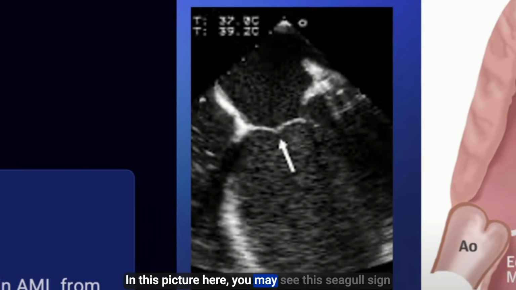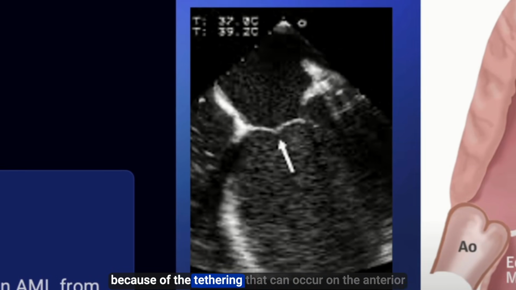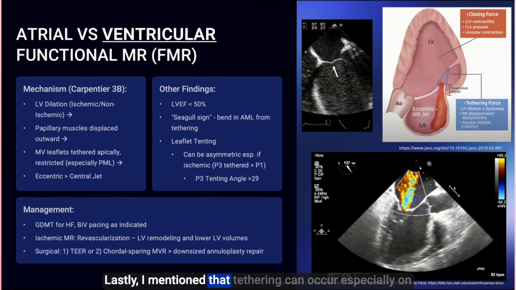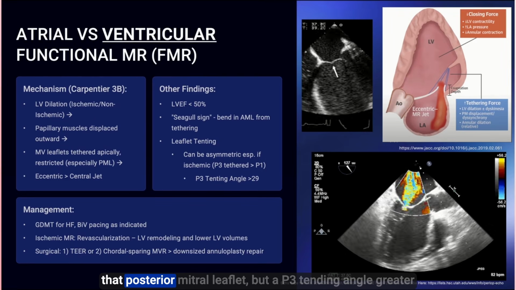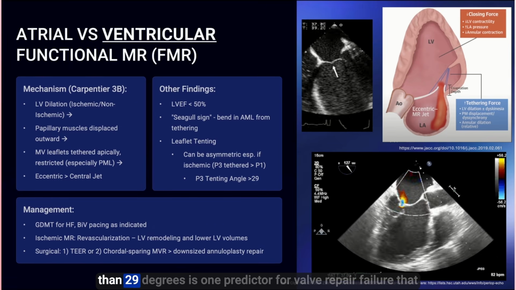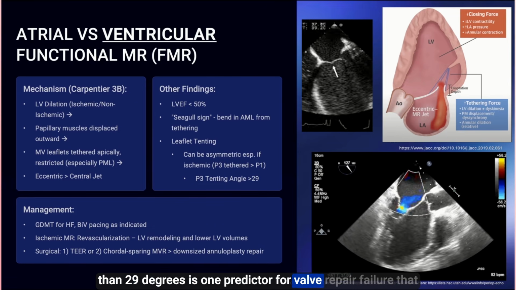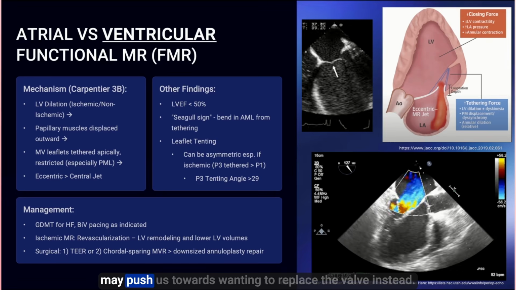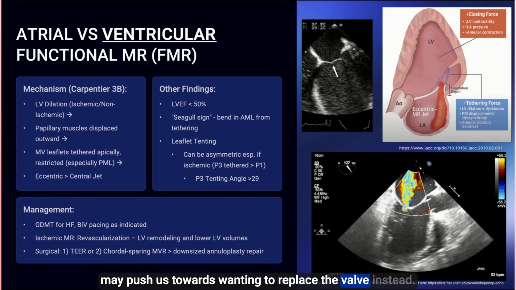In this picture here, you may see this seagull sign because of the tethering that can occur on the anterior mitral valve, making it appear to look like a seagull. Lastly, I mentioned that tethering can occur especially on that posterior mitral leaflet, but a P3 tenting angle greater than 29 degrees is one predictor for valve repair failure that may push us towards wanting to replace the valve instead.